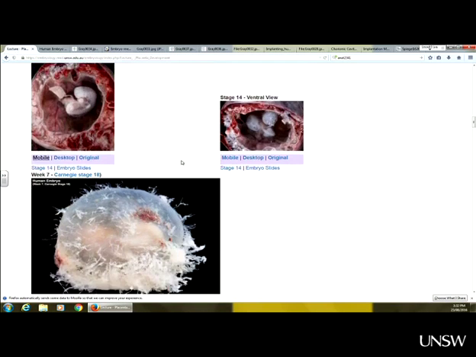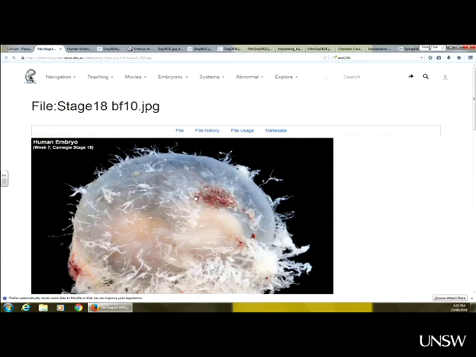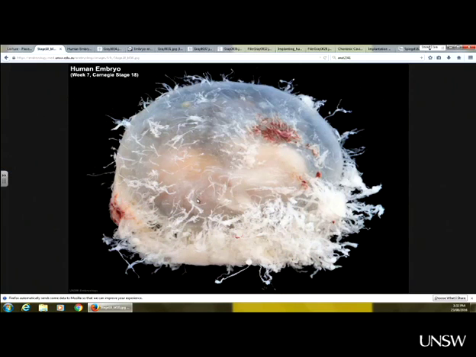And at a later stage, in the stage 18, this is week 7 embryo, we can now quite clearly see the smooth chorion laeve and the chorion frondosum on this side where the placenta is forming with the embryo inside. So this is week 7 of embryonic development, a smooth chorion and a leafy chorion.